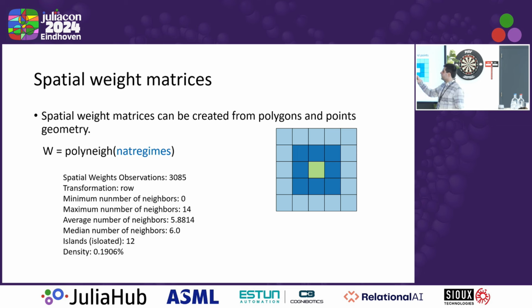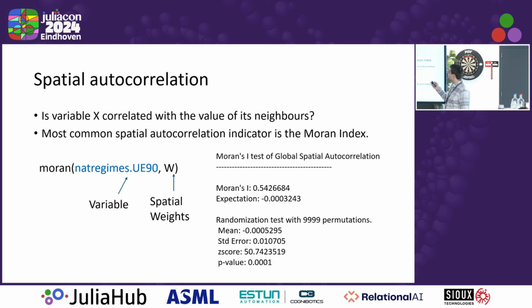We can create a spatial weight matrix from polygons like US counties or European countries or European regions or whatever. Or for instance, if our observations are firms or households, we can create this connection matrix based on a distance threshold or a k-nearest neighbors algorithm.